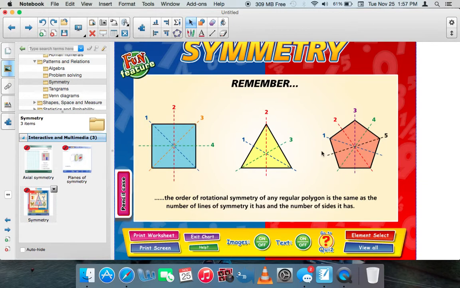Okay? So that's a really nice hint to remember if you get stuck and have issues with shapes. Remember, the order of rotational symmetry of any regular polygon is the same as the number of lines of symmetry it has and the number of sides it has. So if it has 3 orders of rotational symmetry, like a triangle, it's going to have 3 lines of symmetry and 3 sides. Okay?